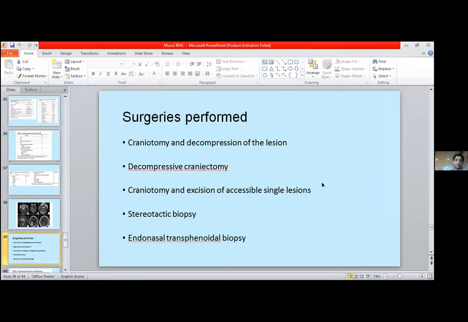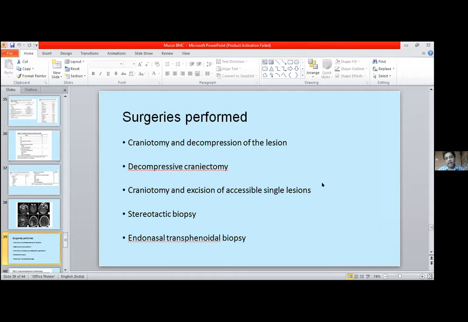The surgeries, what we did, generally for any of these fungal infections, the first step is we will do a big craniotomy, and we remove the fungal lesion, as much as possible, to debulk it so that whatever remaining is there, amphotericin can take care.